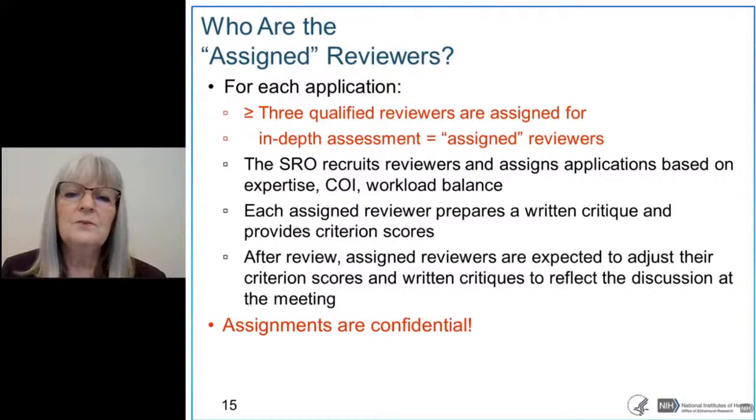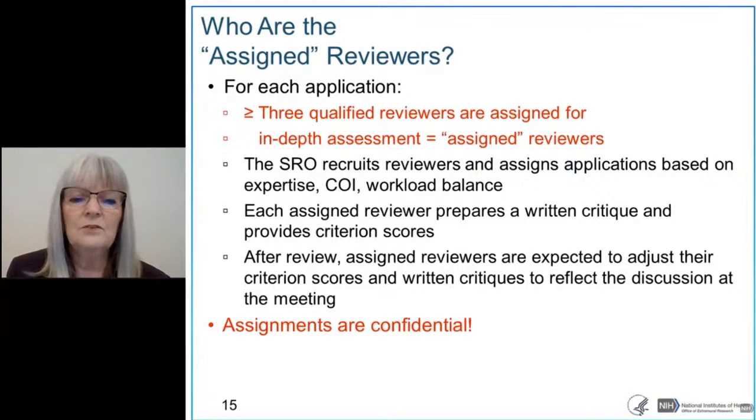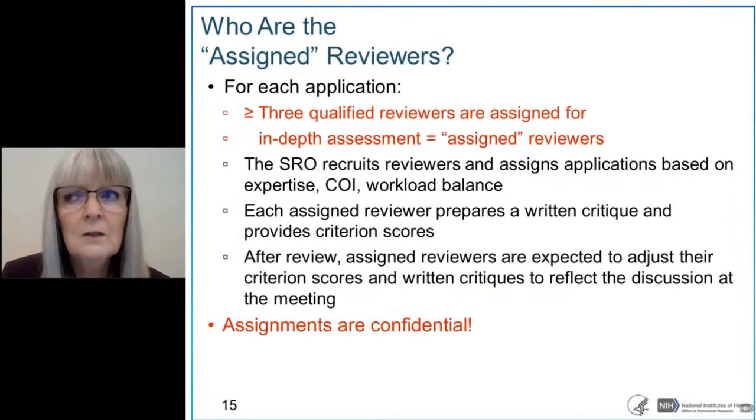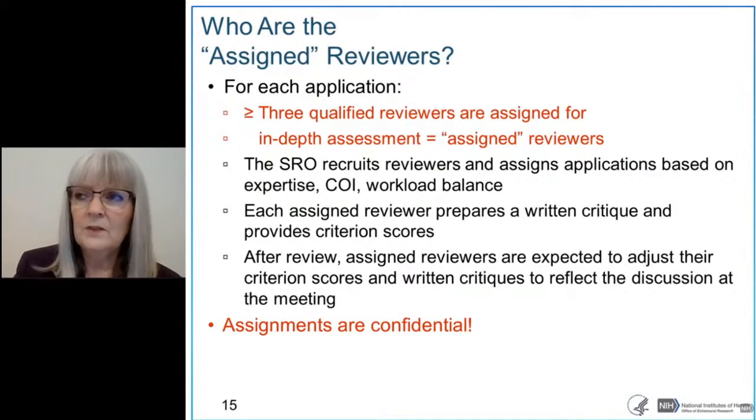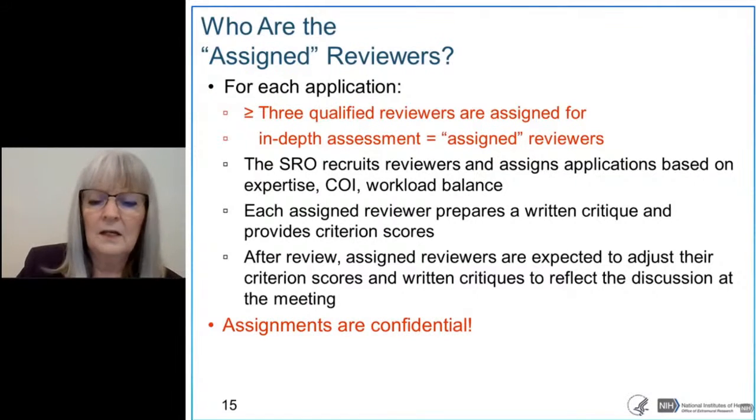In addition, after the review meeting is over, the assigned reviewers are expected to adjust their criterion scores and written critiques to reflect the discussion at the meeting. Do not try to find out who the assigned reviewers were. This is highly confidential information, and we will not release that information to you. And if you ask an NIH official, they will tell you that they're not at liberty to reveal that.